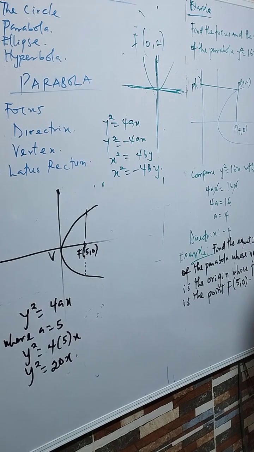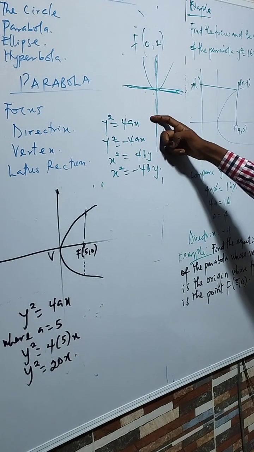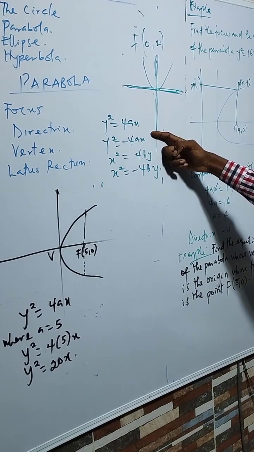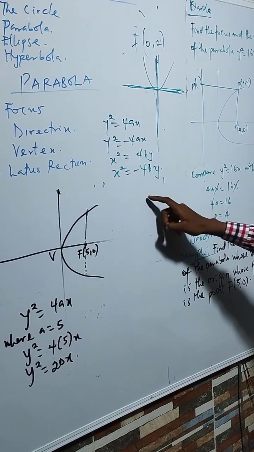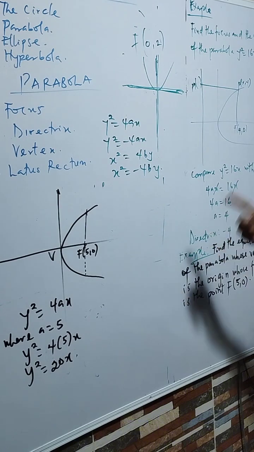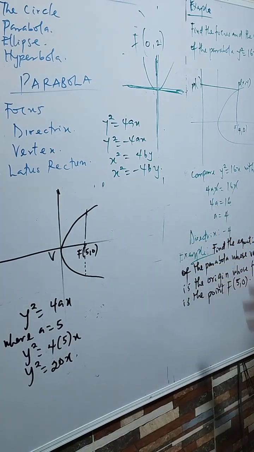When we say the equation of a parabola, we are talking about y squared equals 4ax, y squared equals minus 4ax, x squared equals 4by, and x squared equals minus 4by. So let's solve other example questions with regard to this.